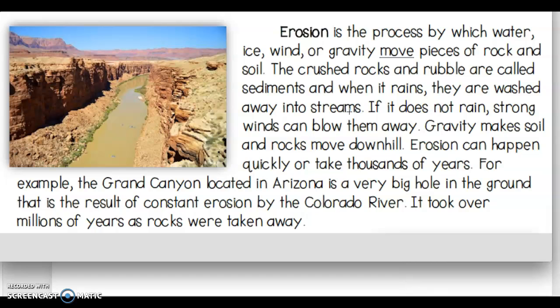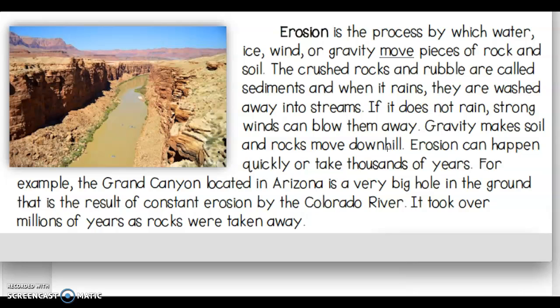So we have weathering, my rock, it was whole, it broke. All the little pieces fell off of it. Erosion comes in now, and now it's moving it, either through water, ice, wind, or gravity. So let's see. If it does not rain, strong winds can blow them away. Gravity makes soil and rocks move downhill. So we have water. If it rains, right, the rain's coming down, friends, and it's going to take all that water and move all the little sediments, the rock and the soil, into nearby streams or rivers or whatever nearby water there is.